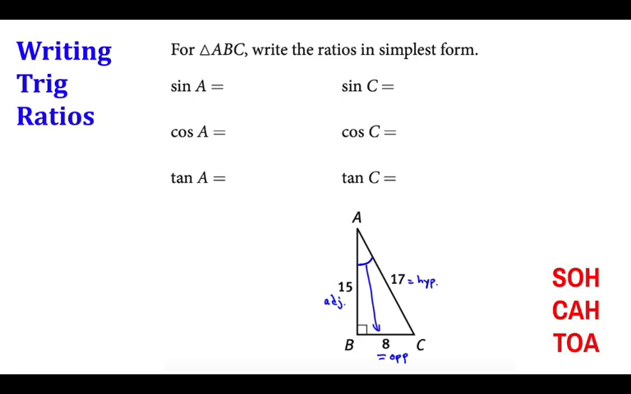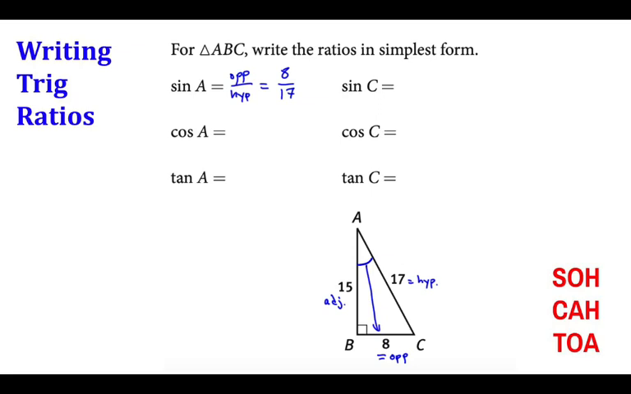So remember, sine from SOHCAHTOA. Oh, it's written down at the bottom. I forgot. Never mind. Sine is opposite over hypotenuse. So opposite over hypotenuse means that this is going to be 8 over 17. 17 is prime, so that's not going to simplify.